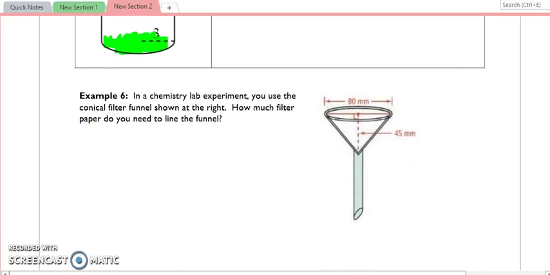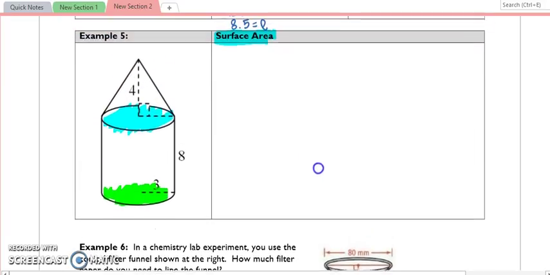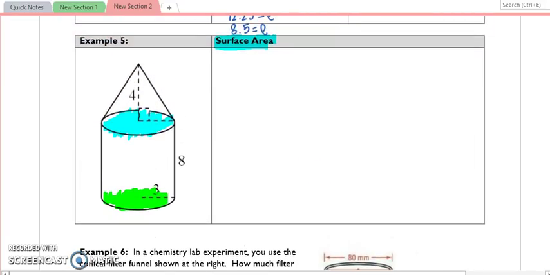And then last but not least here, you're going to try to find how much filter paper we need for our funnels. So again, think to yourself, what do I really want here? Do I want my lateral area or my surface area? All right, why don't you guys go ahead and pause me here. We will compare answers in just a little bit, but please go ahead and work with your group for the next few minutes on these bottom two problems.